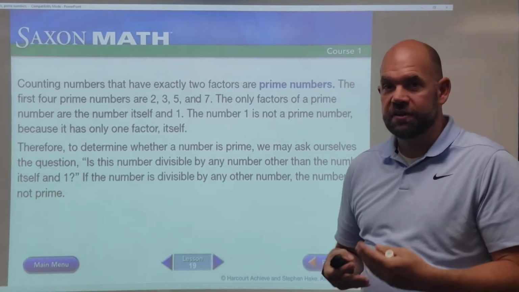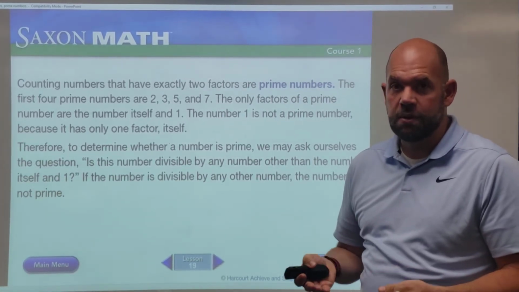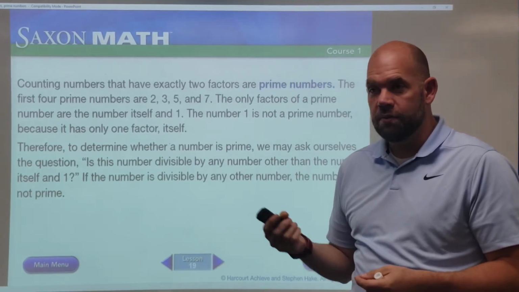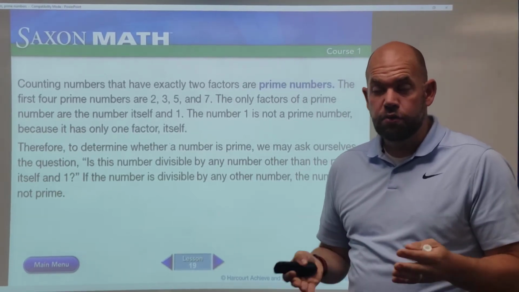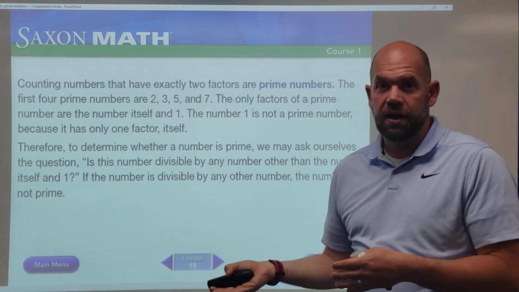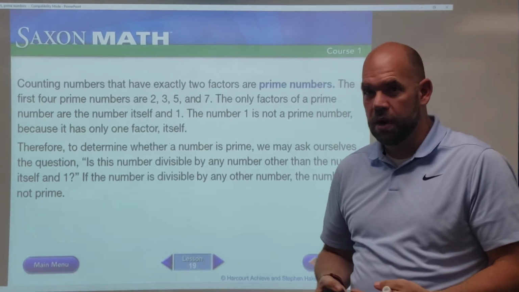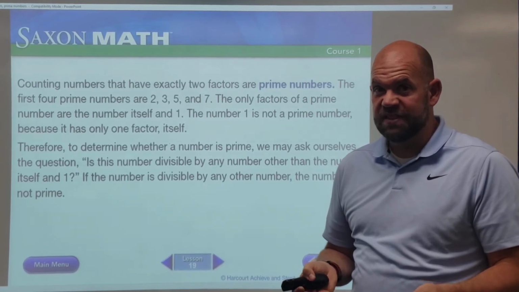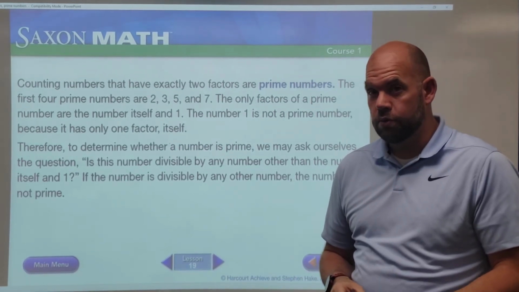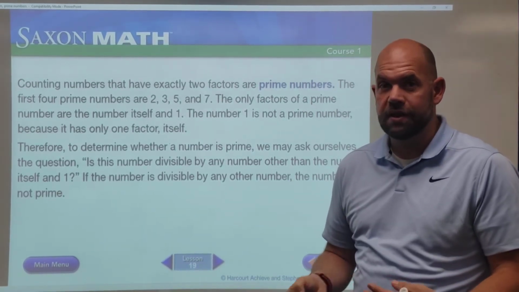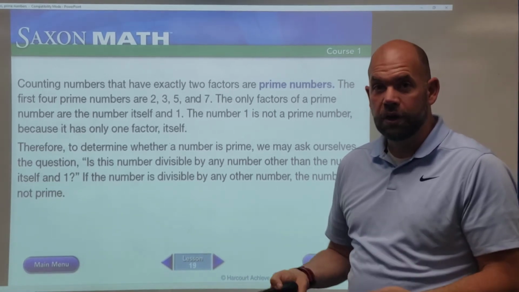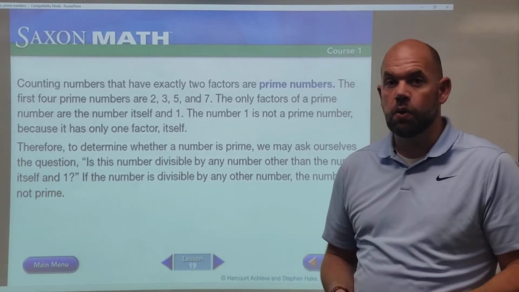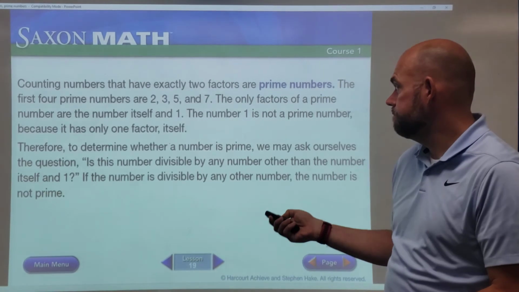But if you can multiply something else into it, then it's not prime. So for example, for the number 9, 3 times 3 equals 9, and 9 times 1 equals 9. So that's not a prime number. But on 7, the only thing that makes 7 is 7 times 1. There's no 3.5 times 2 or anything like that. So the only whole numbers that multiply to make 7 are 7 and 1, so that's a prime number.